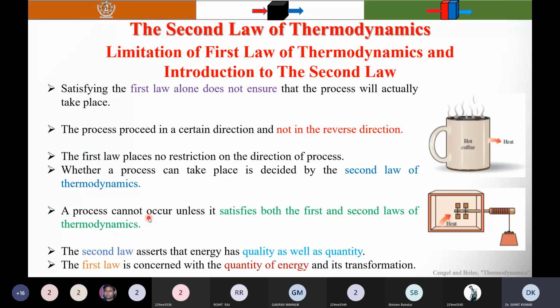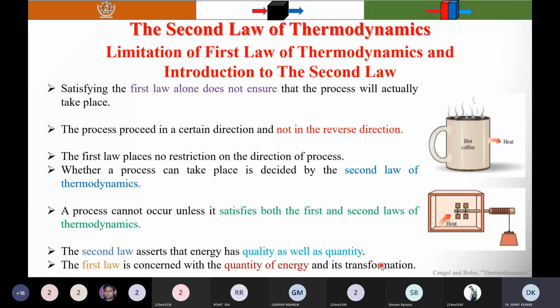So when you are converting low grade energy into high grade energy, for example using heat and producing work, then you need a device. You cannot completely convert the low grade energy into the high grade energy. So the second law tells you the quality as well as the quantity, while the first law is concerned with the quantity of energy and its transformation.